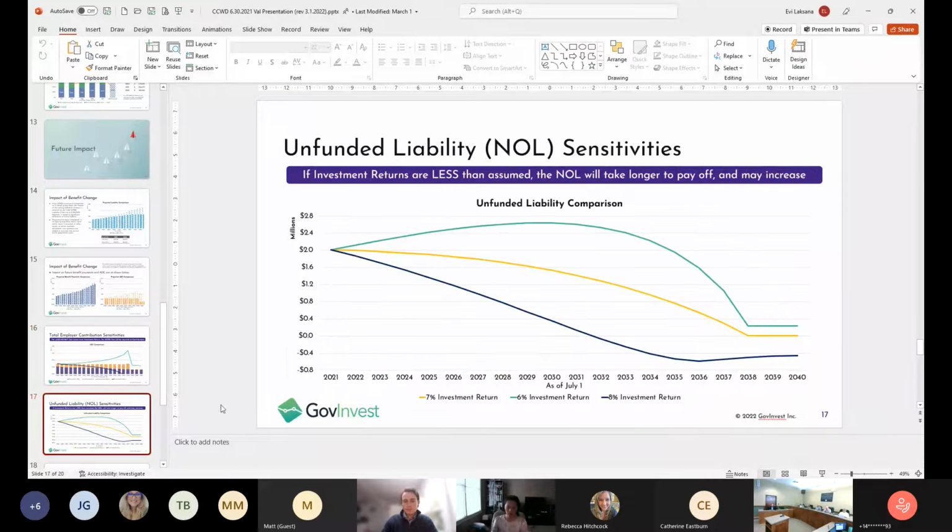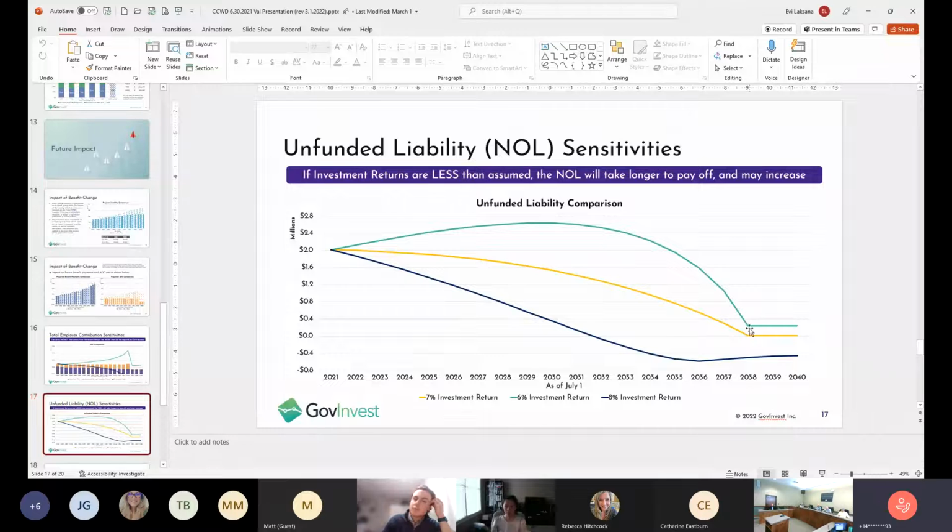Moving on to slide 17, similar chart, but now it's on the unfunded liability metric. The 7% is the yellow line. That's what we are currently assuming, that you will get an investment income of 7% and you are expected to reach 100% funded in 2038. If the actual investment return comes in at 8%, you will reach 100% funded somewhere in 2032. So 6 years earlier than expected.